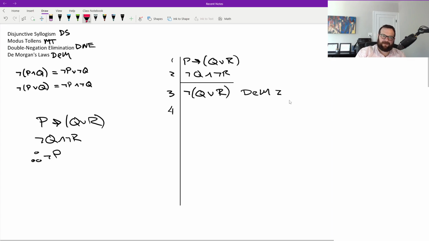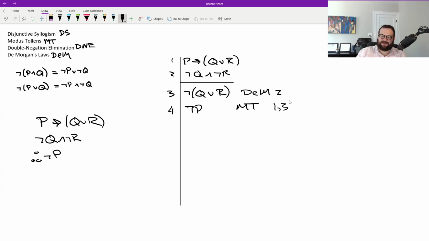But now notice that my consequent here, the right side of my conditional, is the opposite of what I have on line 3. That means I get to use one of our new rules, not P, using modus tollens 1, 3. Okay? So if we didn't have these new rules, this would take quite a lot longer to prove, right?